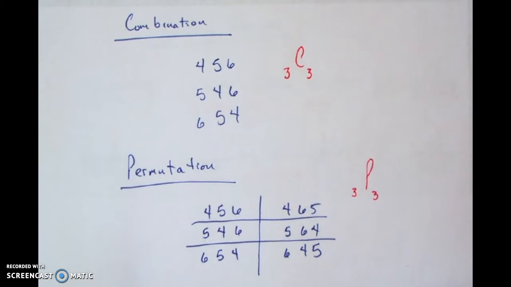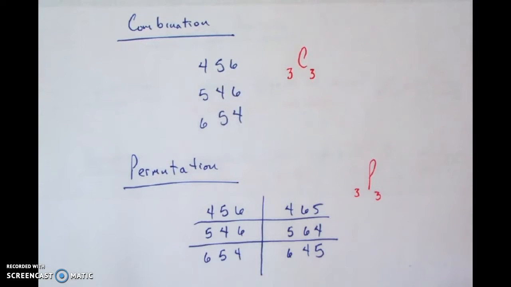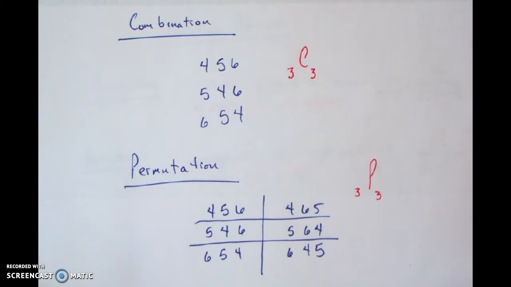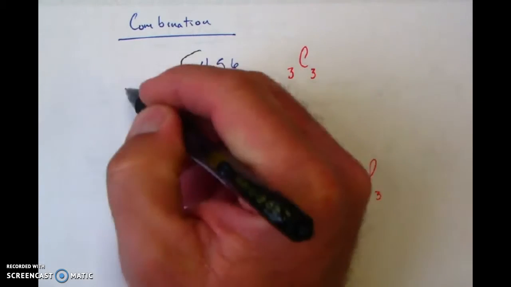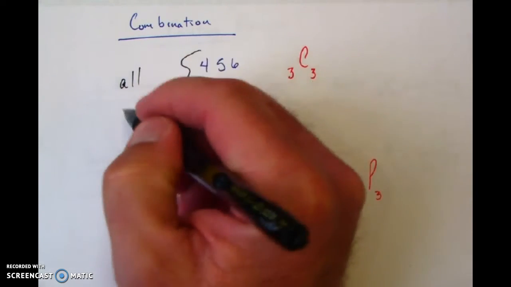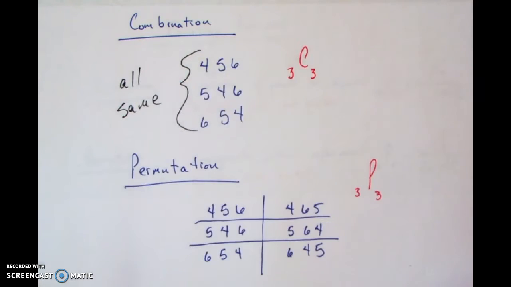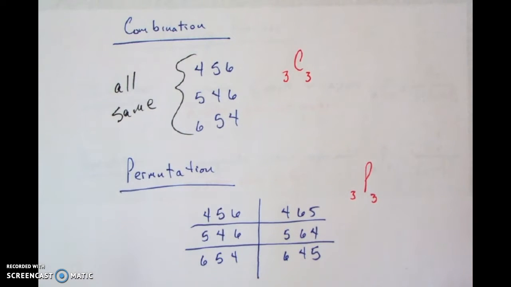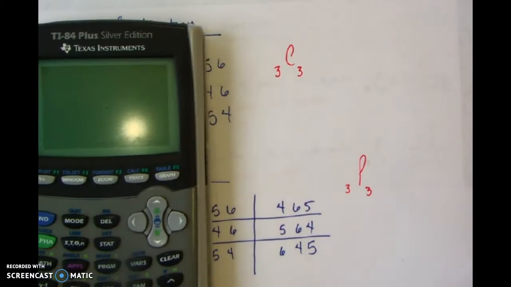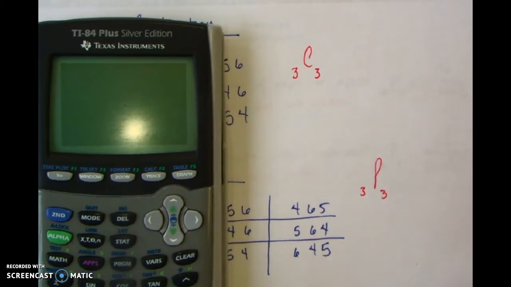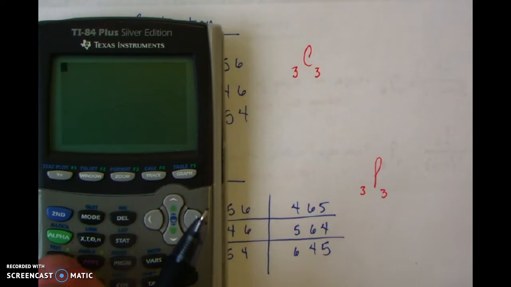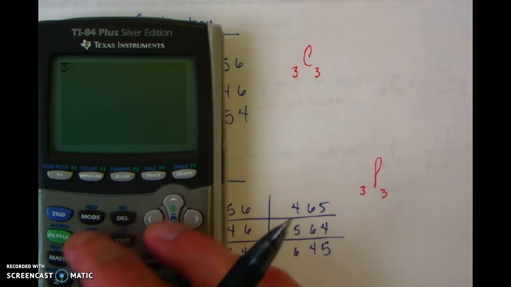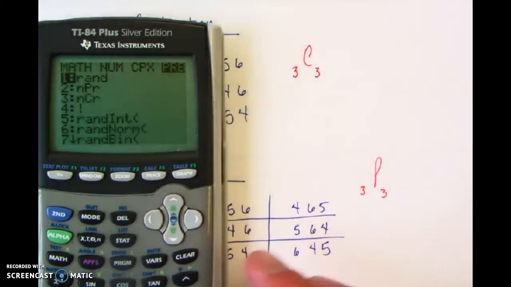So for example, if I'm looking at the numbers 4, 5, and 6, and I'm going to put them in an order, for a combination, all of these are the same. And so really we only have one option here. And I can use my calculator, remember, to find this. If I have 3 numbers to choose from, I use the math button, I go over to probability, and we're talking about a combination.